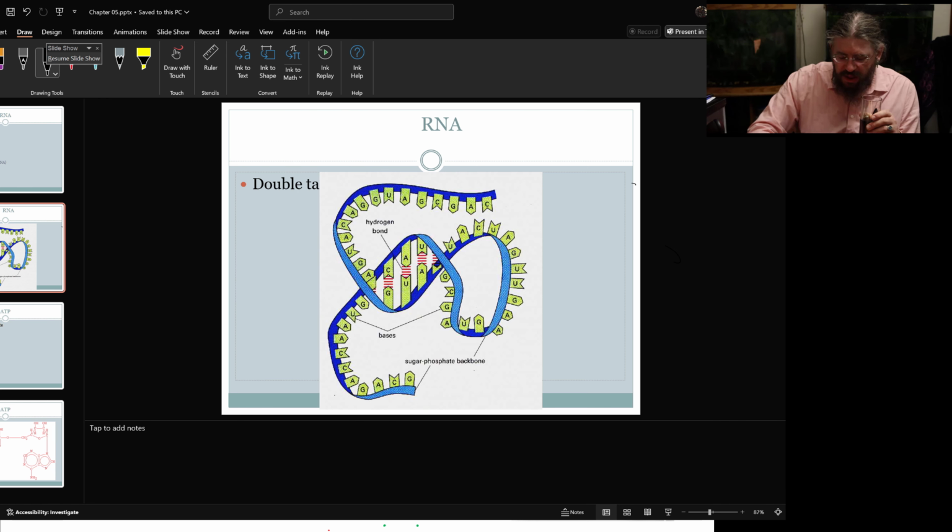And the 3' end is the opposite terminal end because these are linear strands. So they have a beginning and an end. 3 to 5 on this one. And there you go.